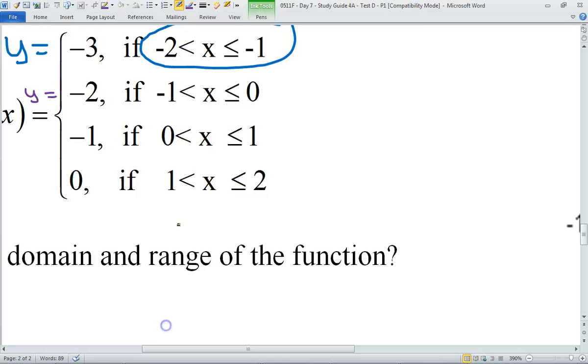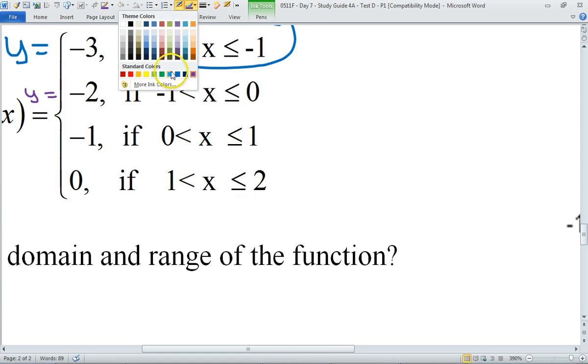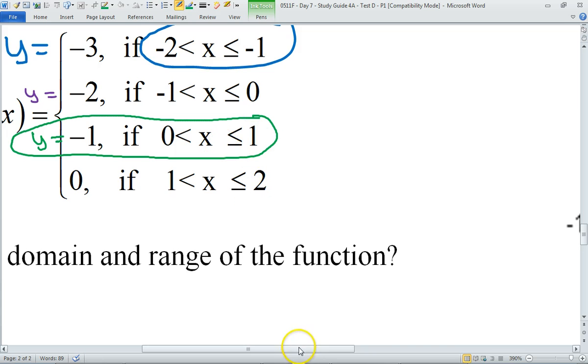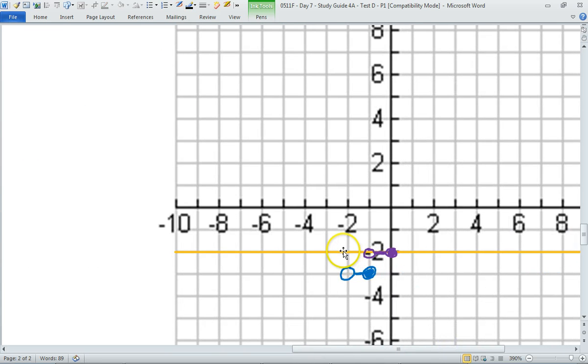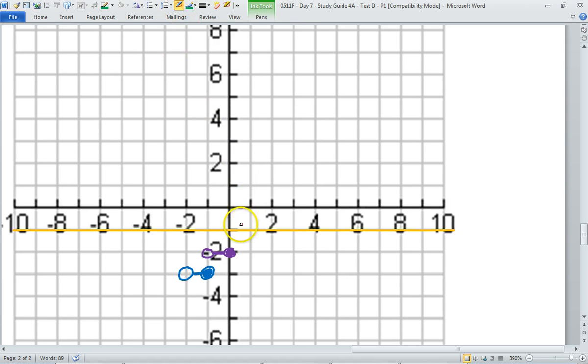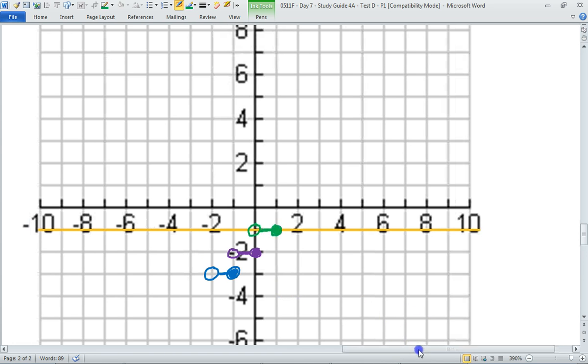Okay, y equals negative 1. Okay, so now I'm graphing this part. Y equals negative 1 from 0 to 1. Okay, the orange line is now the line y equals negative 1. But I'm supposed to draw the part from 0 to 1. Okay, 0 to 1. The 1 has a closed circle because of the or equal to. So I've got that. Okay, one more piece.